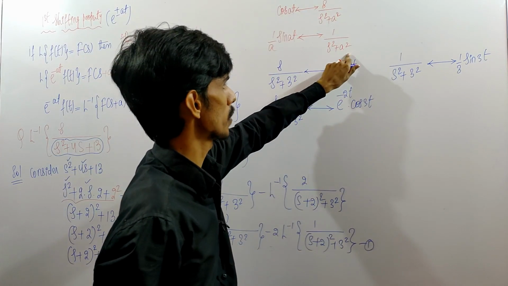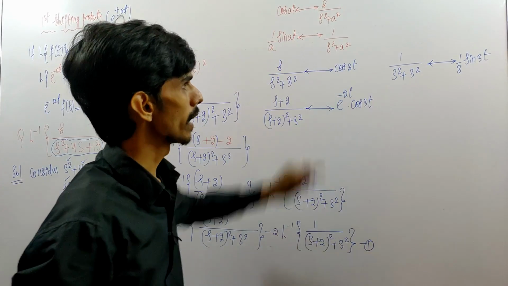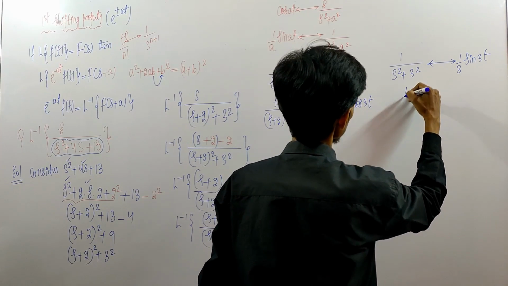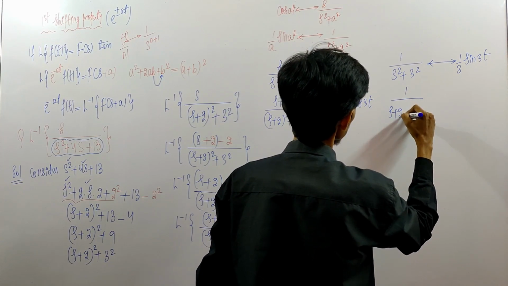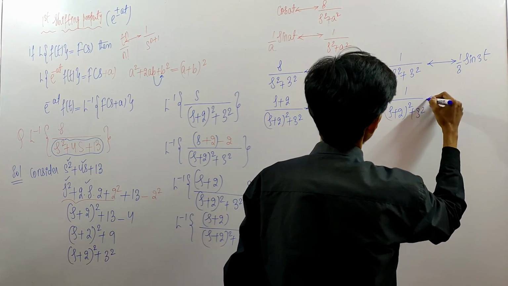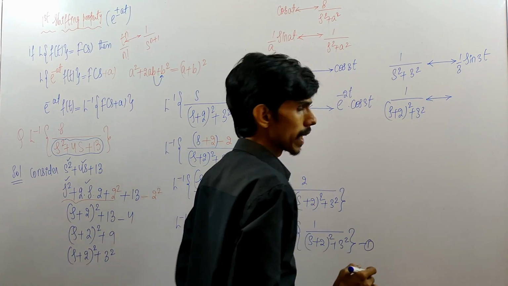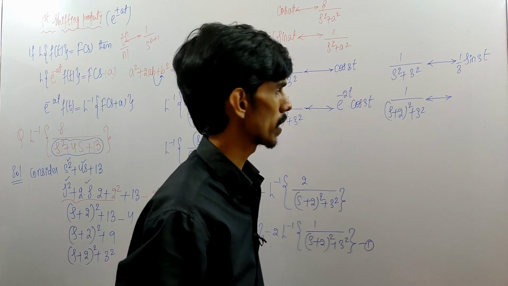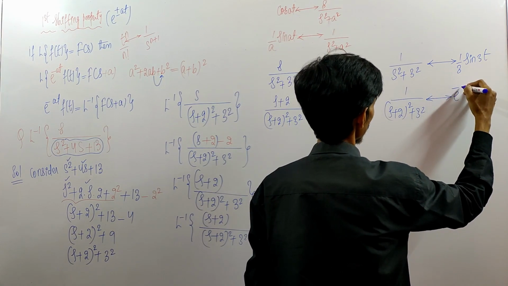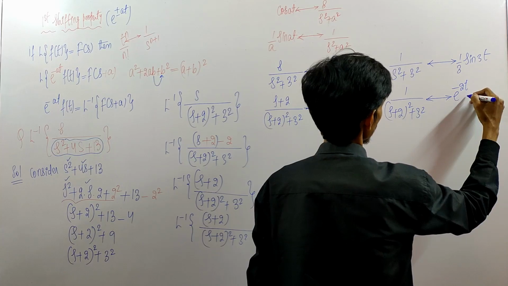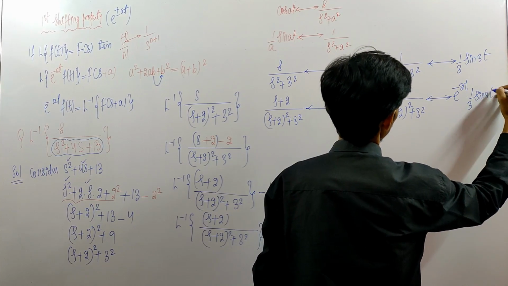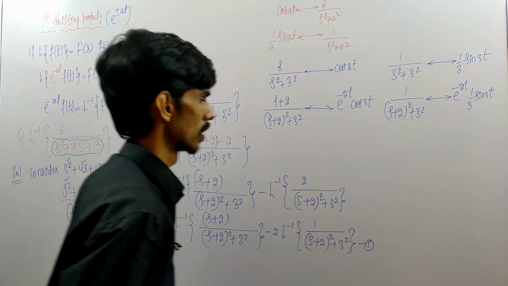1 by s square plus a square is 1 by a sin at. Here we have s plus 2, so replace s by s plus 2. Whenever we replace s by s plus 2 or s plus a, we use the first shifting property. Here we will get the exponential term e power of minus 2t into 1 by 3 sin 3t.